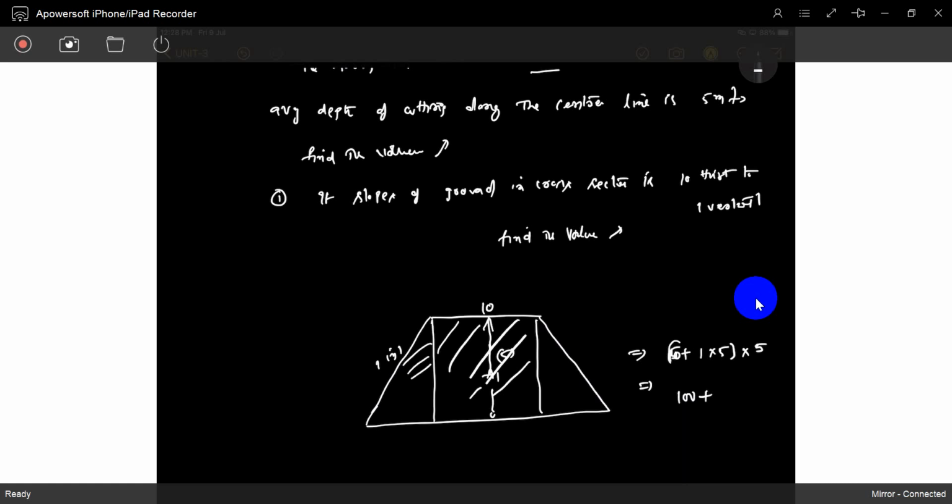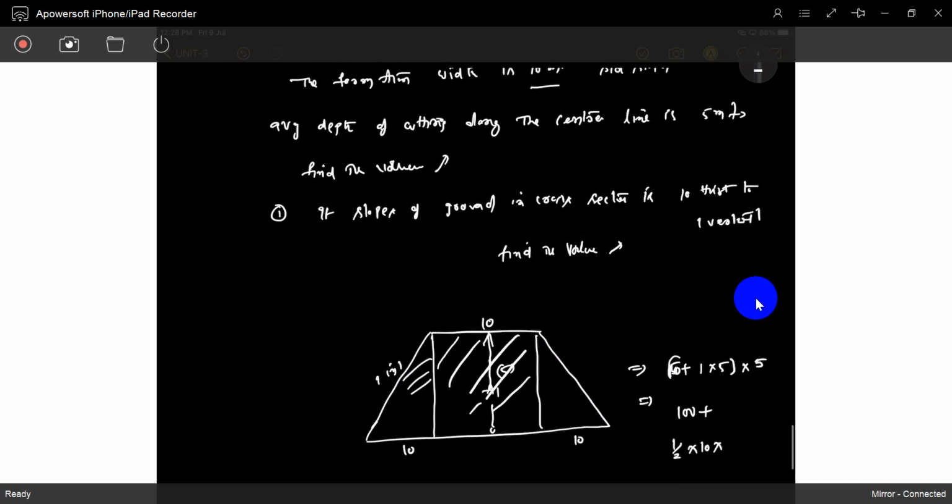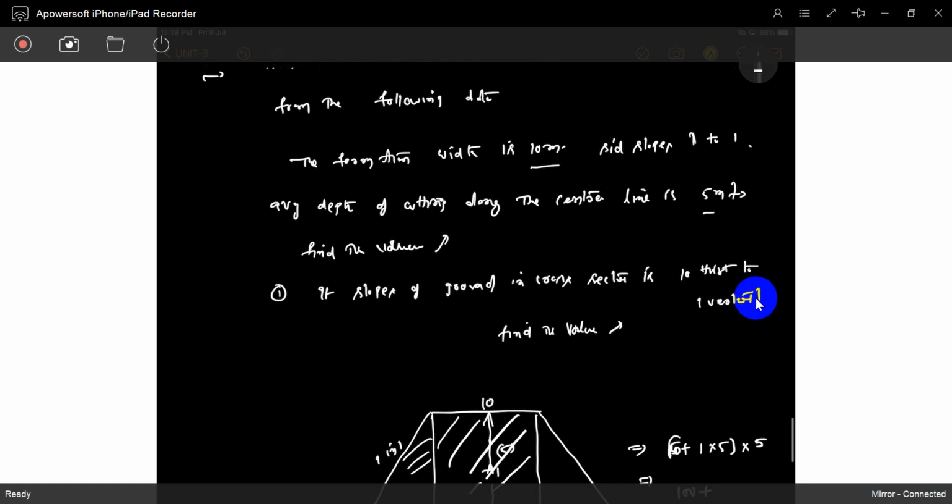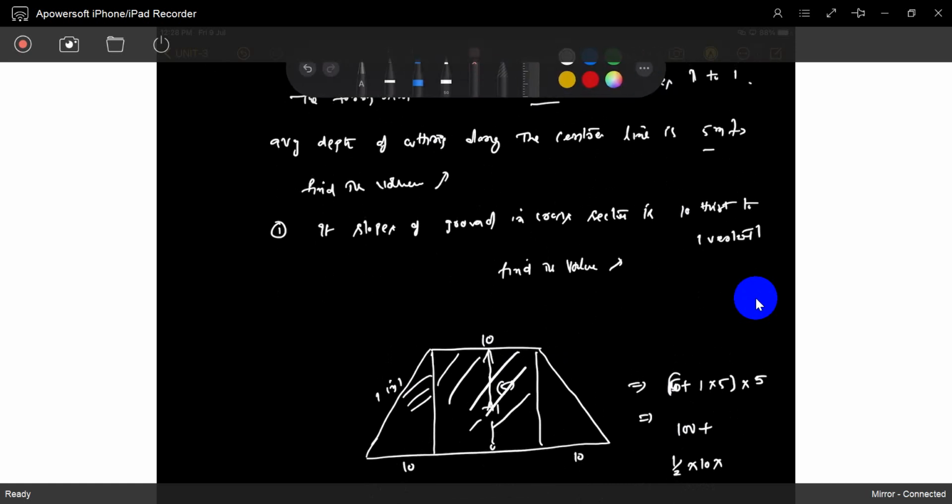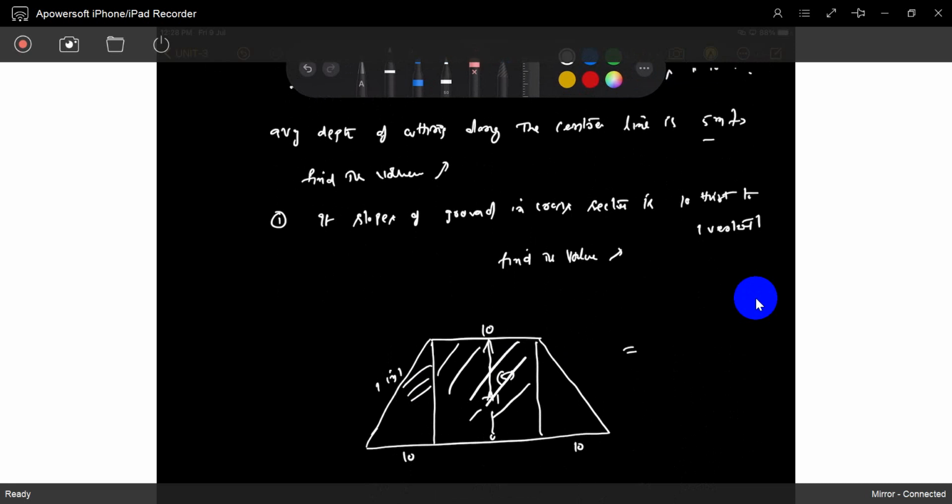This is 1 in 1, so this is also 10. Height is 5 meters. So no need for the formula: just take 10 into 5, which is 50. This is the 50 area.